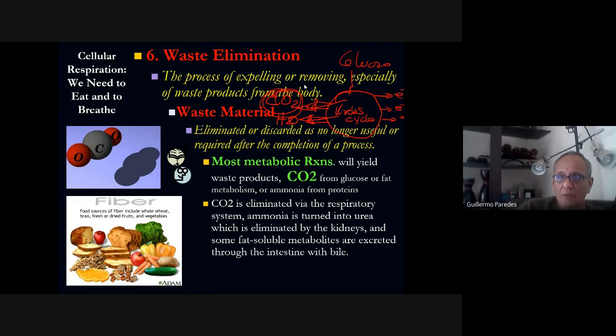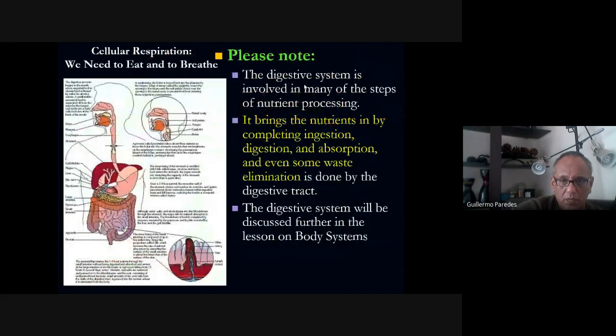So carbon dioxide is the waste product of the cellular metabolism or cellular respiration. So where is the carbon dioxide coming from? From the cellular respiration. It is the waste product of the cellular respiration. You okay with that? Yes. Okay.